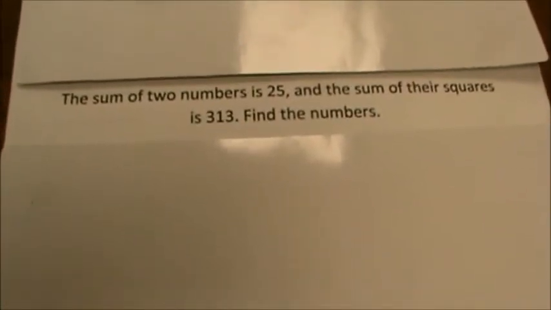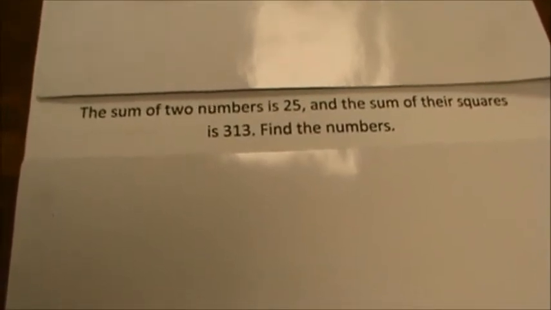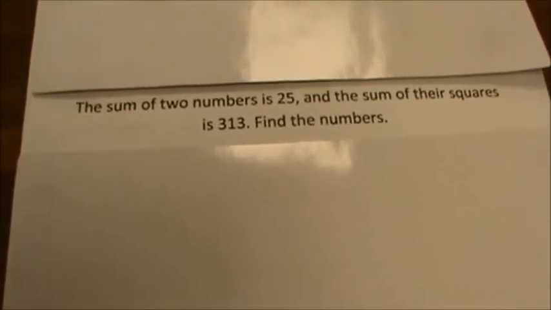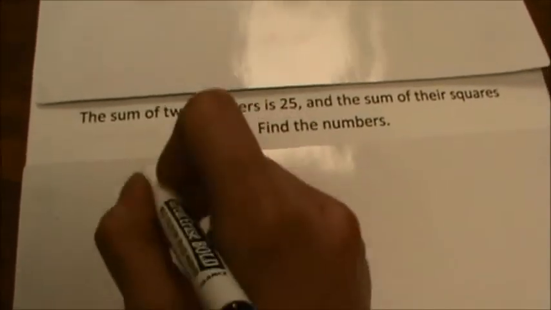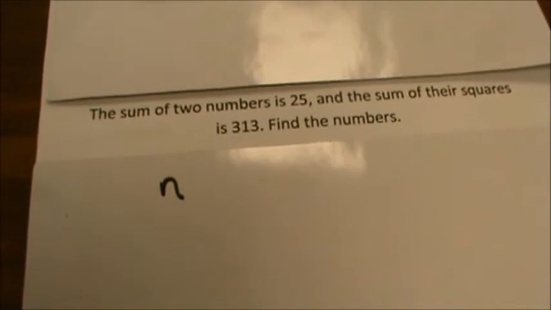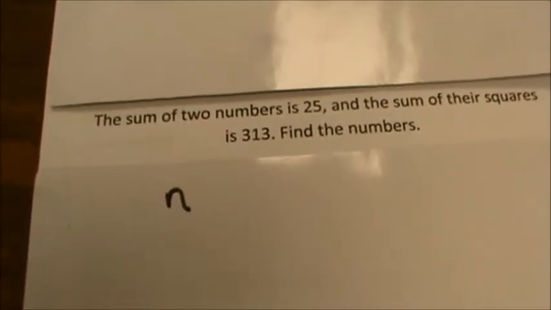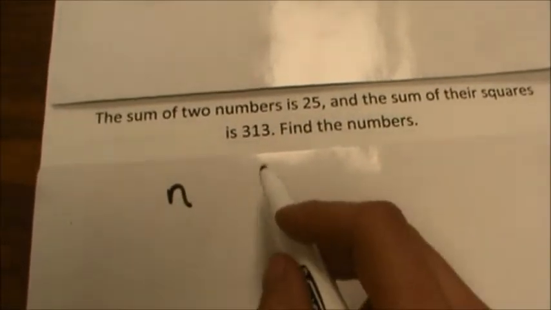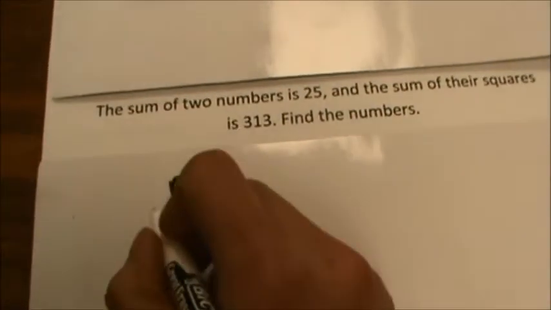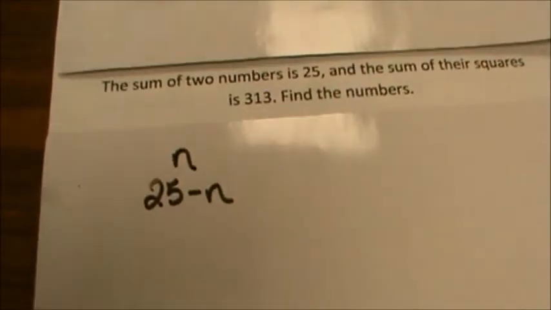The sum of two numbers is 25, and the sum of their squares is 113. Find the numbers. So I'm talking about two numbers here, and I'm not going to pick two different variables. I'm really just going to pick one. So one of my numbers is n. If one of my numbers is n, and together this number plus the other number equals 25, then 25 minus n would be my second number.